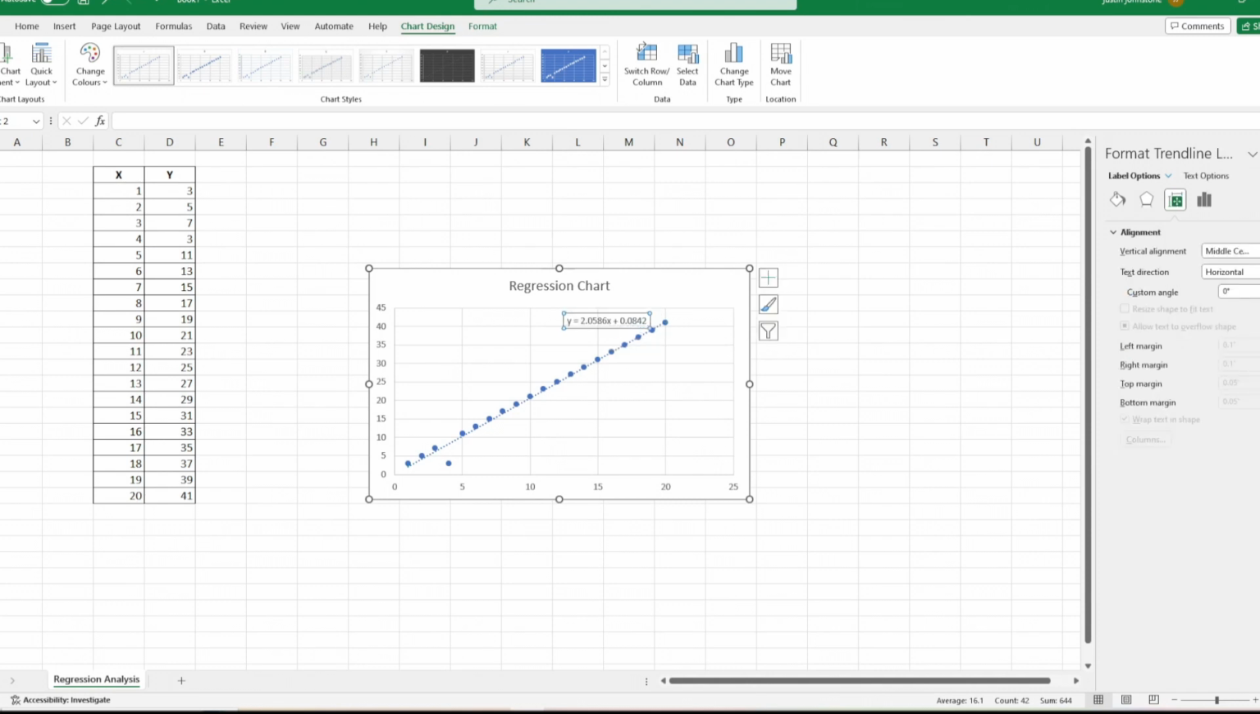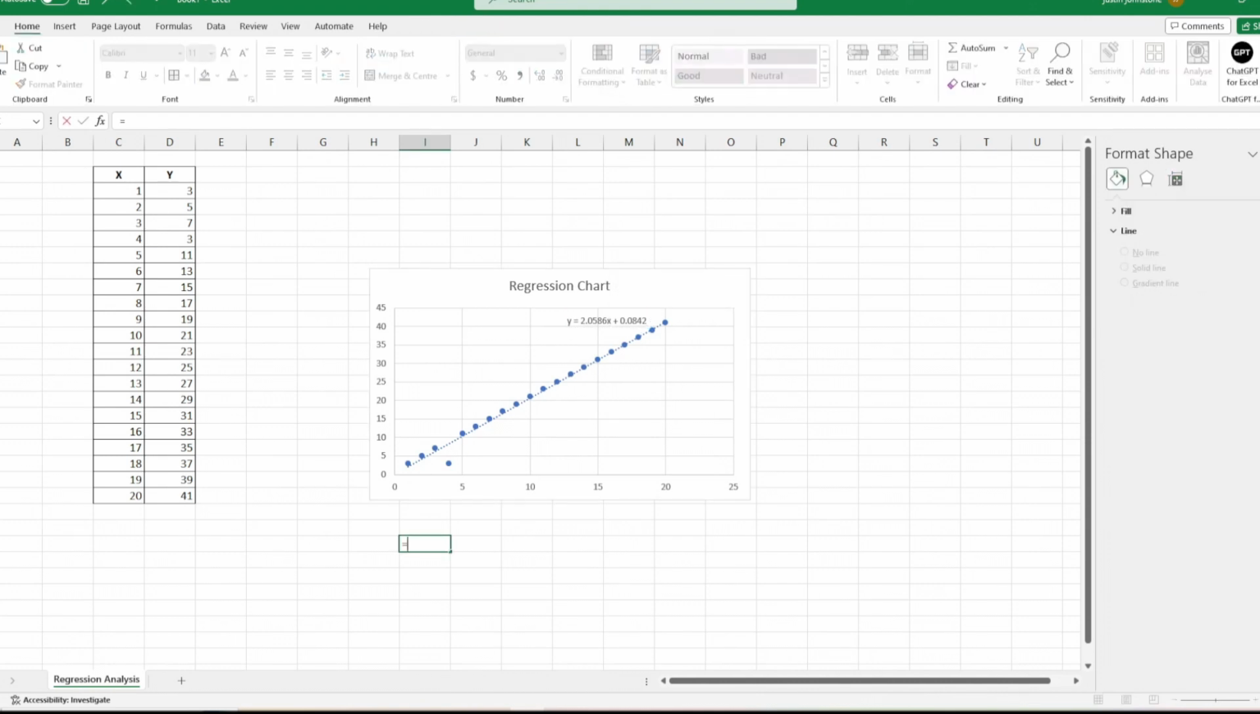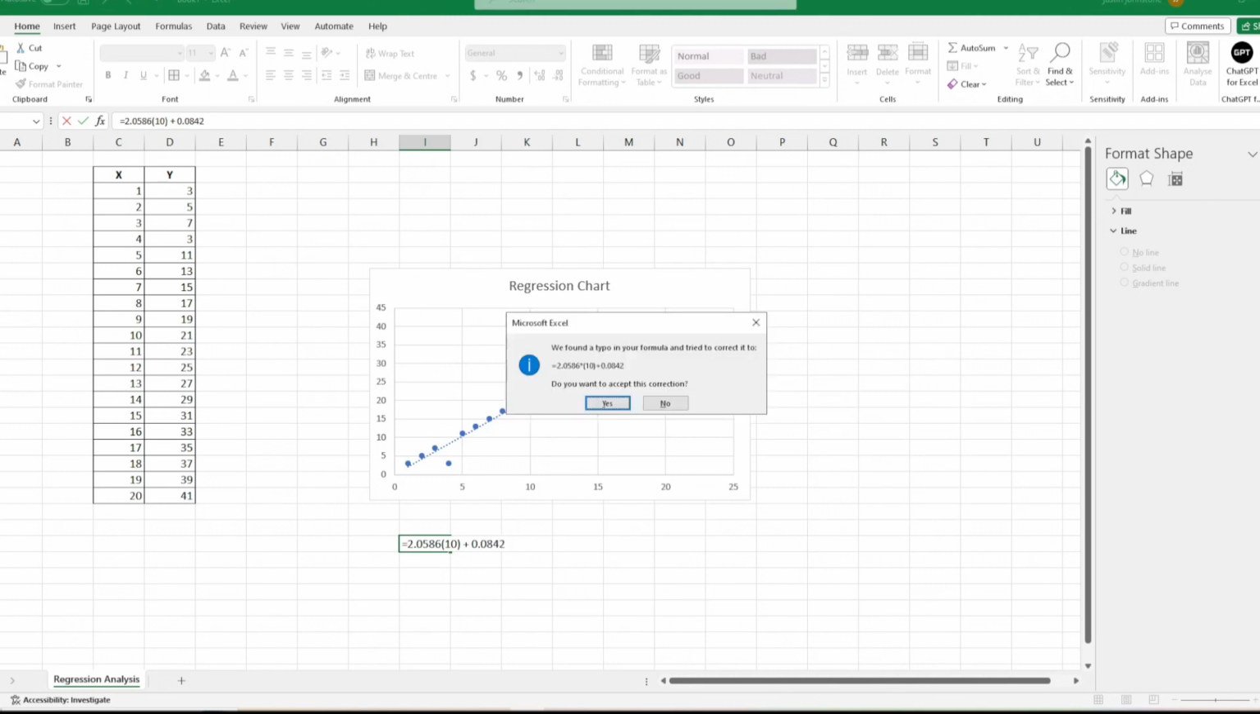So this is actually our equation for our regression. And you can see we have our x and our y. So if we plug in, let's say our x, let's try to do that. Let's say our x is going to be 10. So 2.0586 times 10 plus 0.0842.